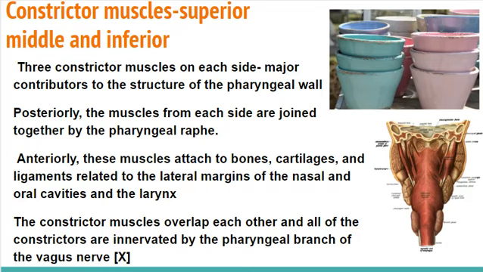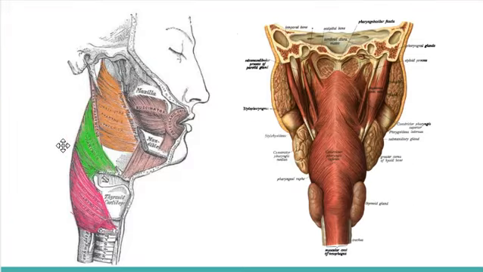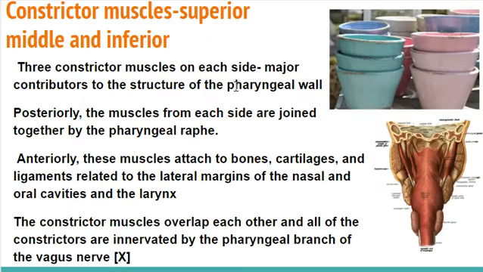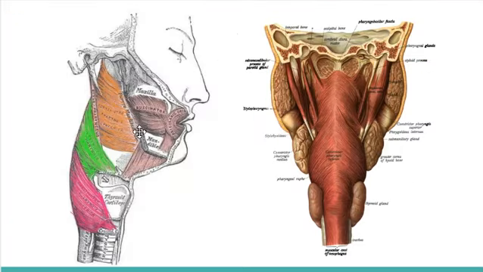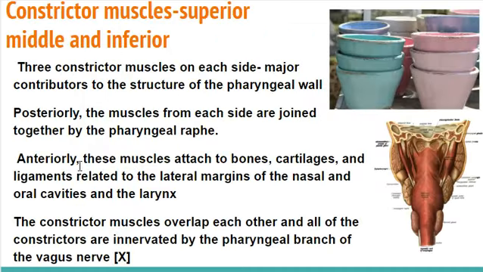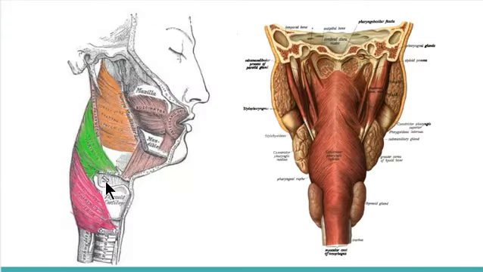Now we know that there are three pharyngeal constrictors, which are the superior, the middle, and the inferior pharyngeal constrictor. And we also know that they are major contributors to the structure of the pharyngeal wall. Now anteriorly, these muscles attach to bones, cartilages, and ligaments related to the lateral margins of the nasal and oral cavities. So we've already seen in this diagram that anteriorly they are attached to different bones and ligaments, whereas posteriorly all of them are joined at the pharyngeal raphe. The pharyngeal raphe is a cord-like ligament.